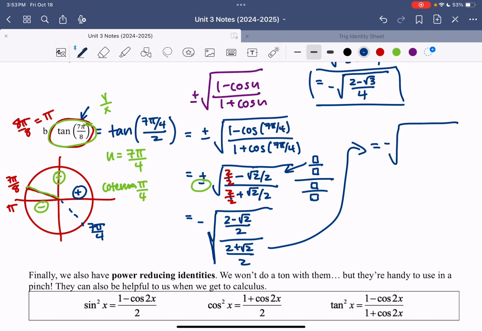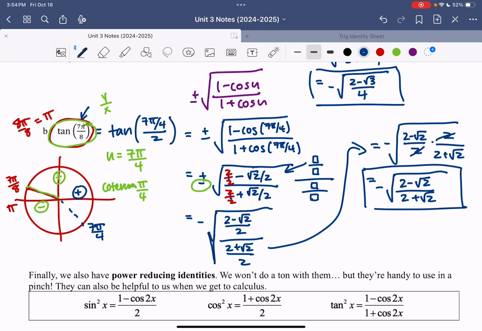Within this, if I multiply by the reciprocal of the denominator, I'm going to have 2 minus the square root of 2 over 2 times 2 over 2 plus the square root of 2. Okay, and I see that my 2's will cancel, and then this will be equal to negative square root of 2 minus the square root of 2 over 2 plus the square root of 2. And I think that's honestly as far as we can go. I do have a big square root over this, but really there's not a whole lot more that I at least want to do here.